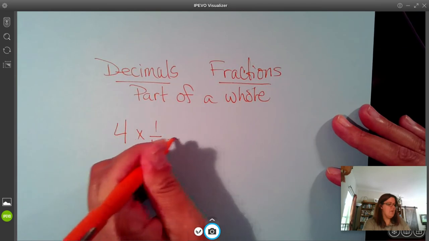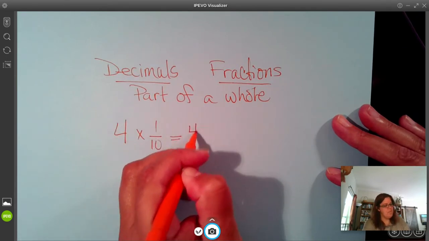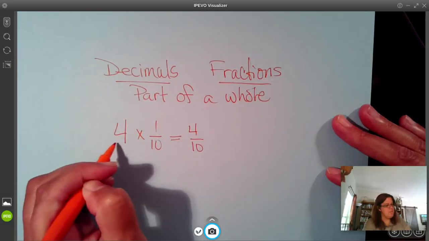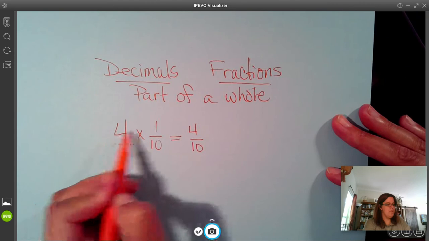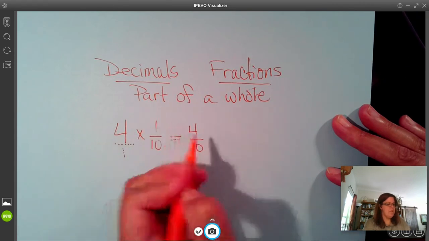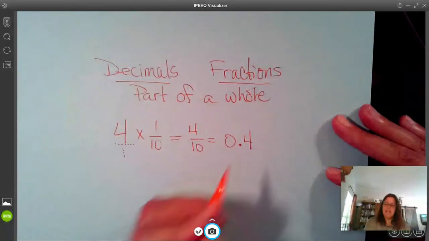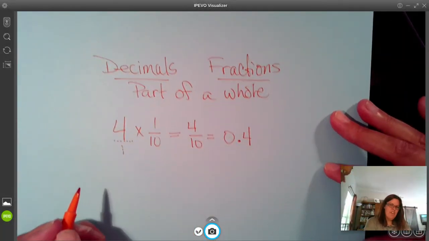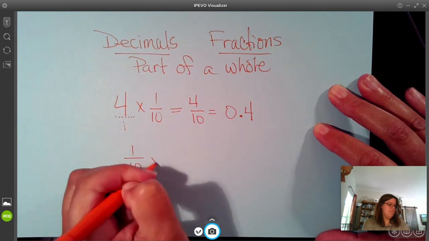Now, you guys know how to multiply a whole number times a fraction. What I want you to remember this week is that 4 times 1/10 would be 4/10, because remember we have that invisible little 1 under there. So we multiply our numerators and our denominators. But if we say 4/10, remember we can also write that as a decimal.